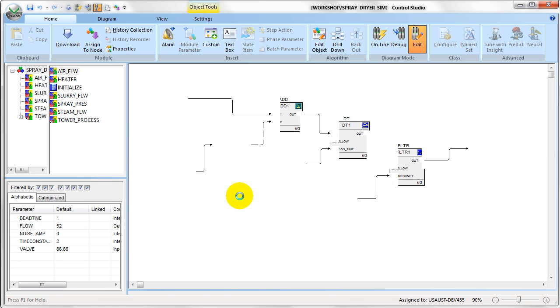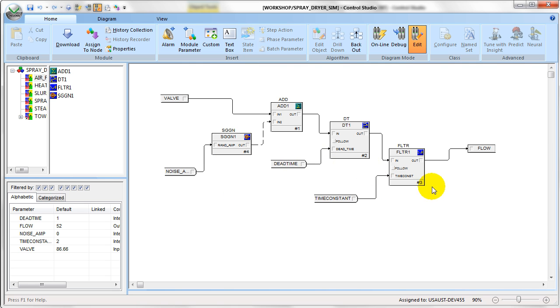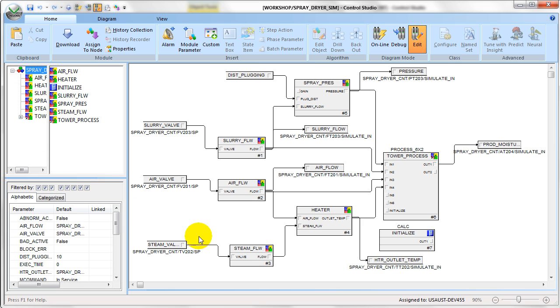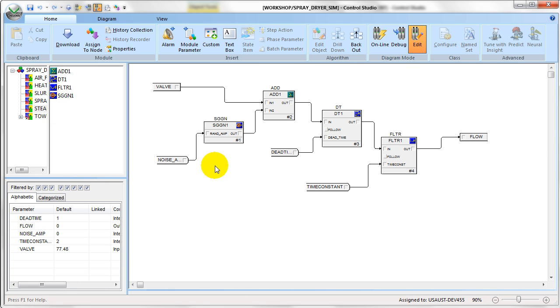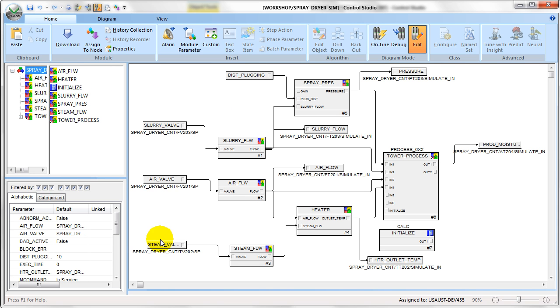That would be very typical of what would be seen in a plant. Similarly, for the other flow loops, we represent them as first order plus dead time. So we can use the same composite over and over again for flow to give us an accurate representation. The only difference would be the time constant and gain to characterize each one independently.